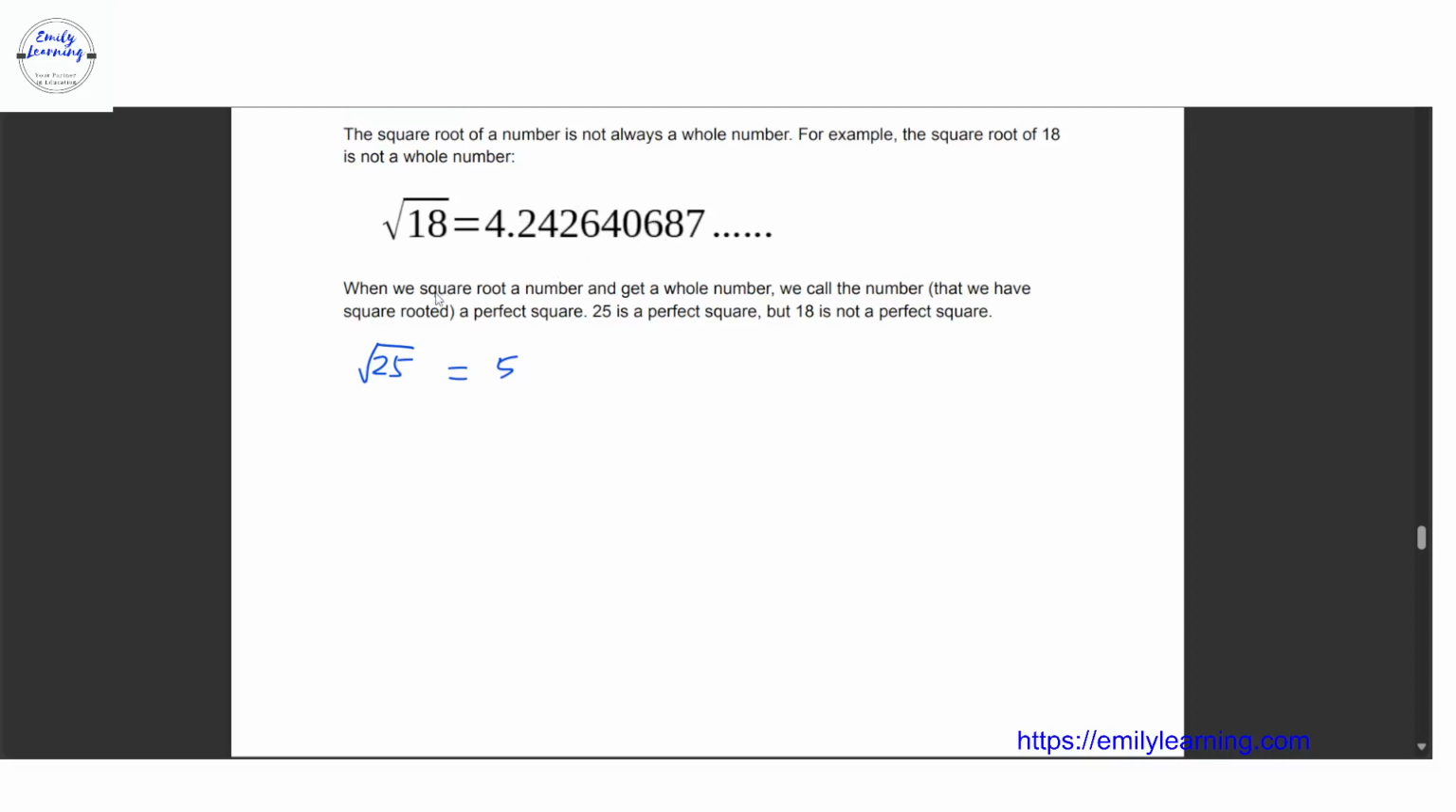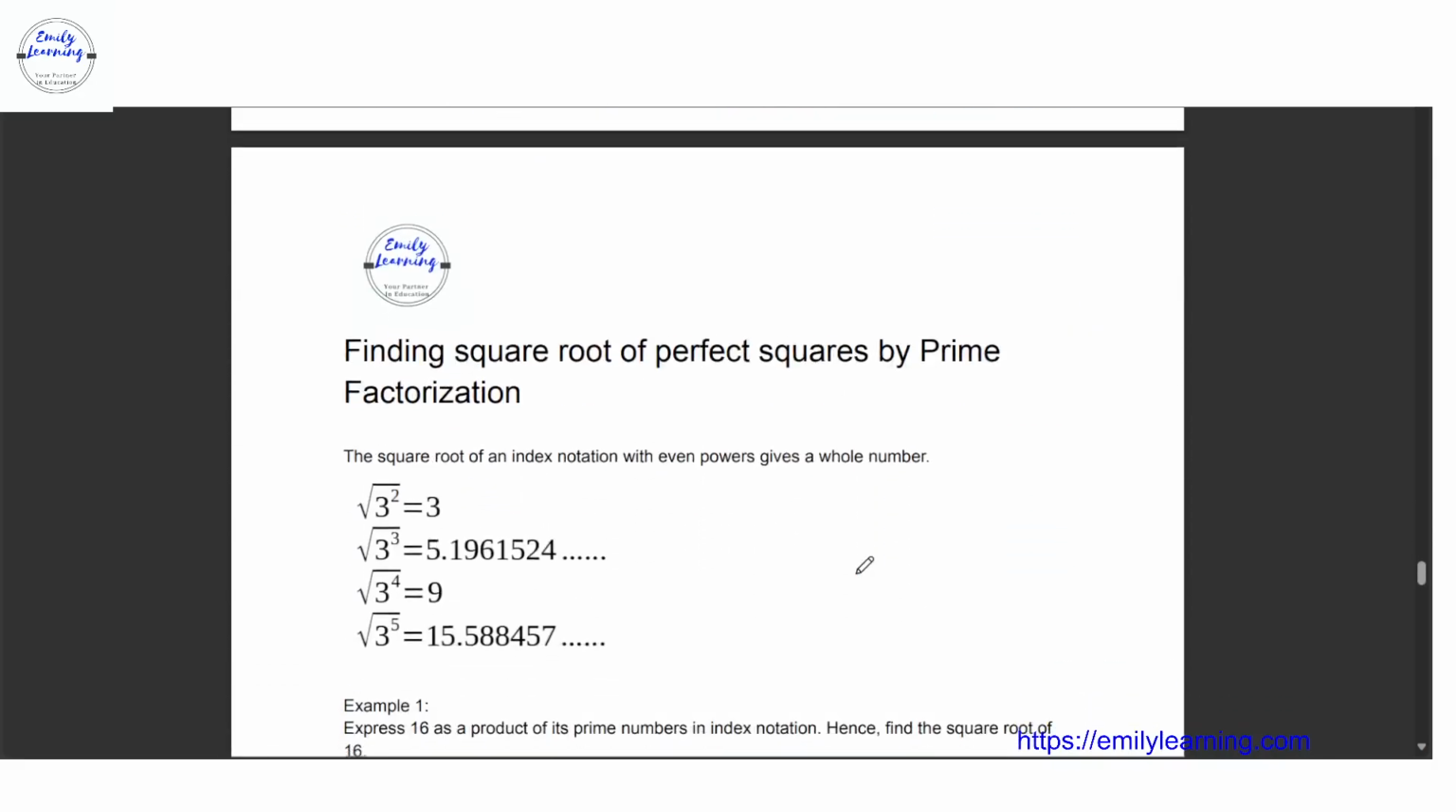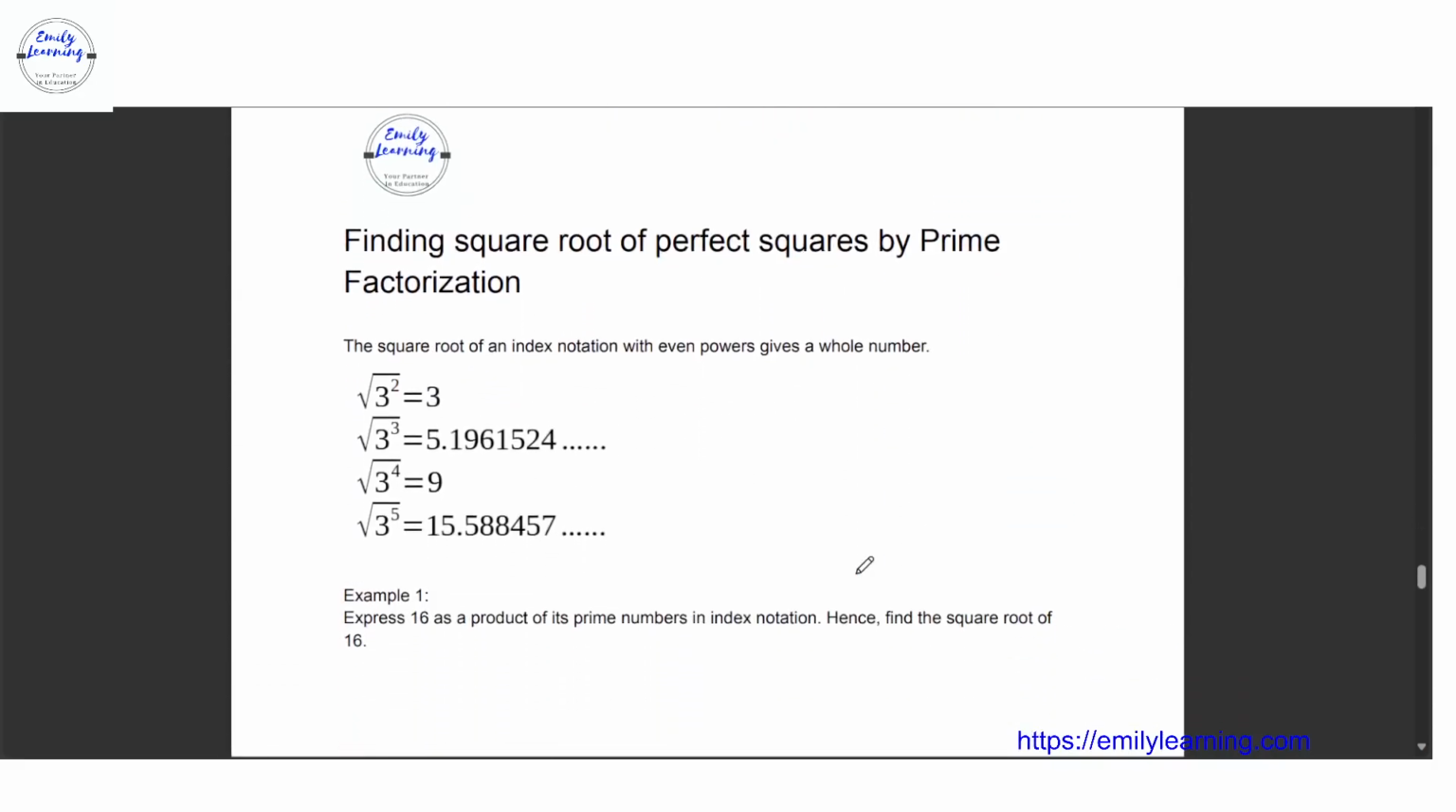Whenever we can square root a number and we get a whole number, we call this number a perfect square. So 25 is a perfect square, so when you square root 25, you get a whole number 5. 18 is not a perfect square, so when you square root 18, you do not get a whole number. Why is this important? If we want to find a square root by prime factorization, we need it to be a perfect square. If it's not a perfect square, you need to use your calculator, because it's very hard for you to determine what number it is.